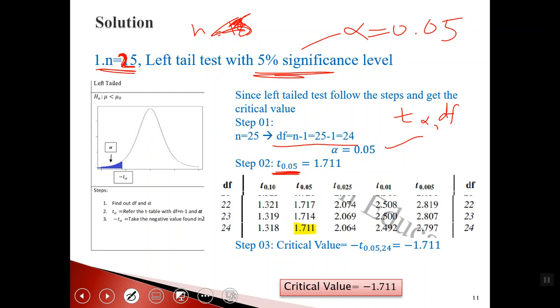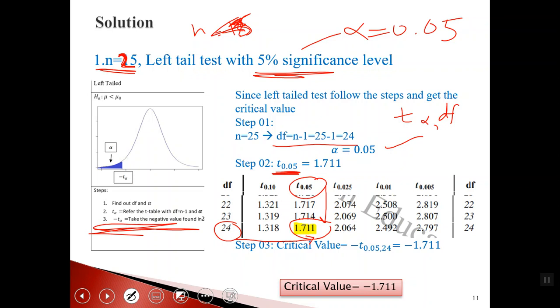So alpha 0.05, degree of freedom is 24 here. So go to the t table, find the degree of freedom 24. Next find what is alpha, which is 0.05, this one. Go down, go this side, then you can figure it out, this intersection point, 1.711. Now you have figured out what is t alpha.